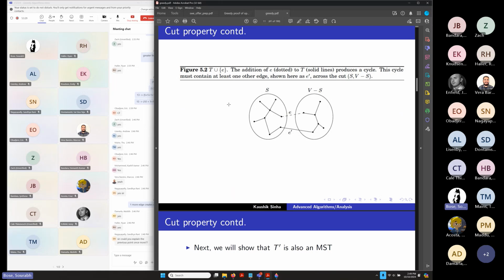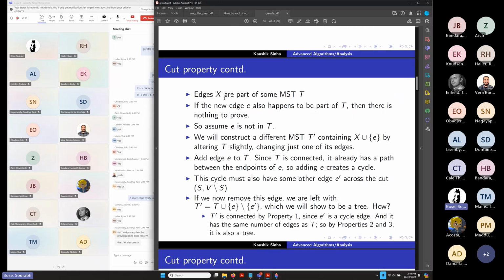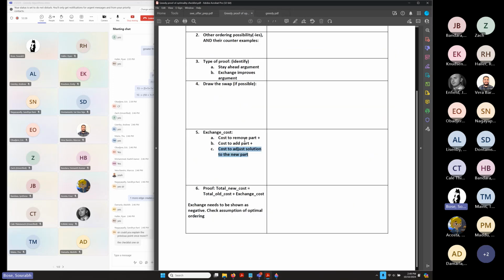So I'll just go over this thing again. Hold on. So what I'm saying is, the checklist one. The checklist one says, we will talk about it properly, but when we are proving for greedy algorithms, we will need to provide this cost analysis: adding part of our solution to the problem, removing the cycle bit from the problem, and maybe doing this might require some adjustment. So we will add up the three costs, and this cost has to be lower than the actual cost.